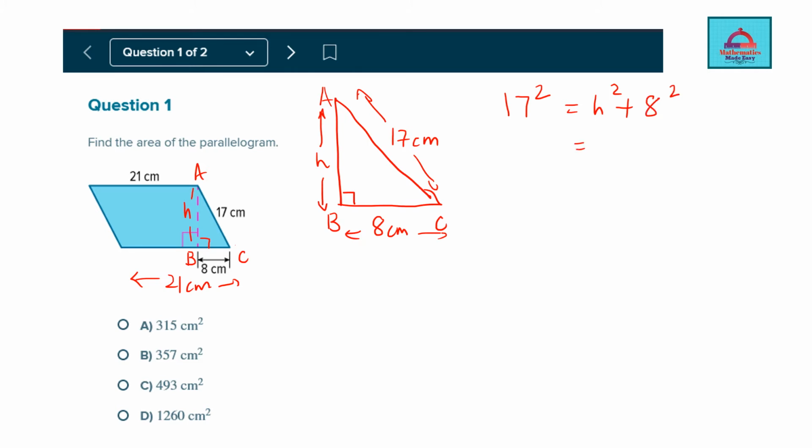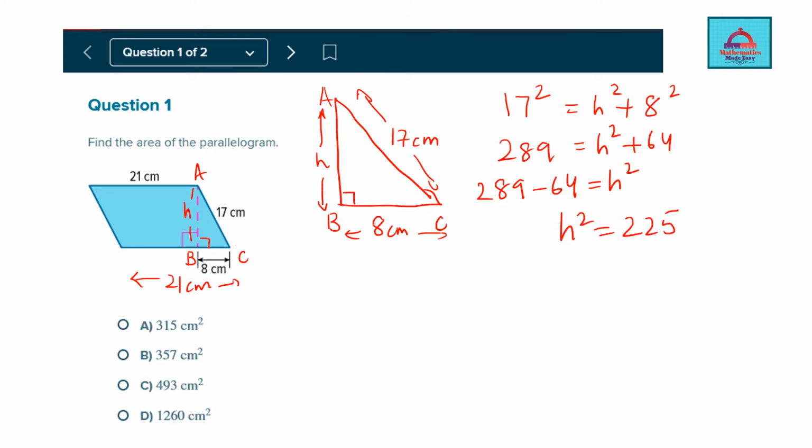So simplify. What is 17 square? It is 289. h square as it is. This is 64. So your h square would be 289 minus 64. Let's do that calculation. This comes out to be 225 centimeter square. So your h is the square root of this, so it will come out to be 15 centimeters.